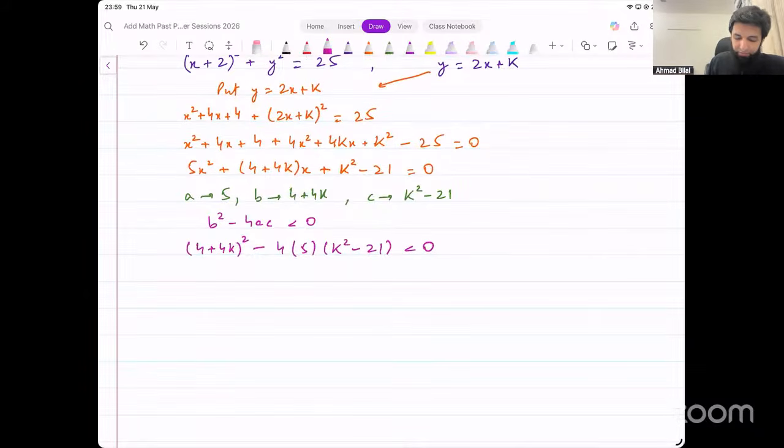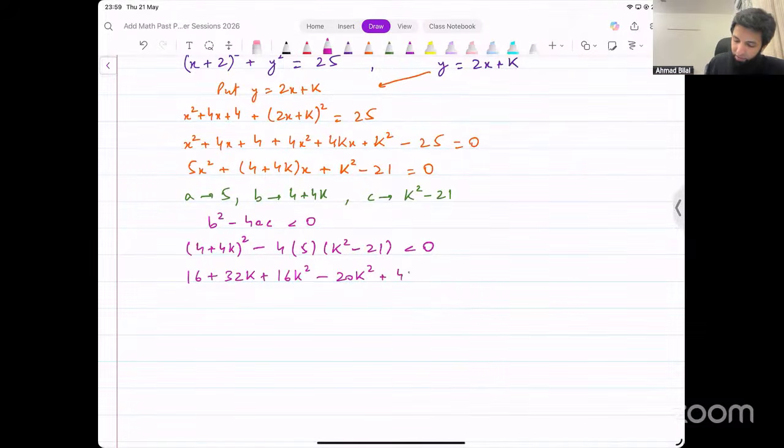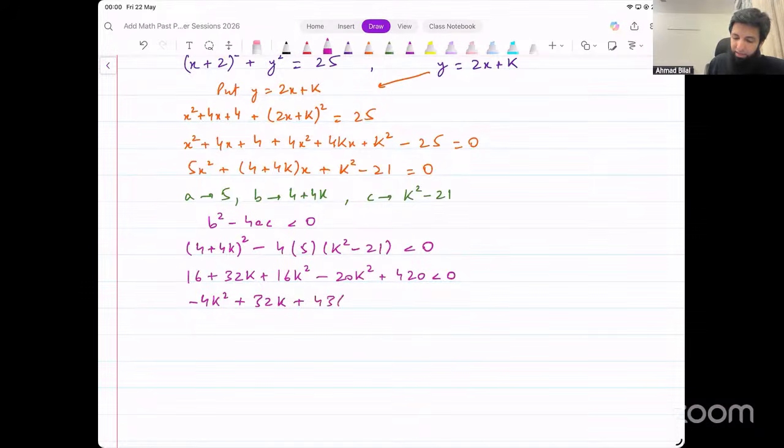Let's simplify this. 4 squared, that is going to be 16. 16 plus 2 into 4 into 4, that will become 32k, plus 4 squared, that is 16k squared, minus 20 into k squared, that will be minus 20k squared, minus 20 into minus 21, that will be 420. I just confirm that. 20 into 21, that should be 420. This is what we end up getting. Let's simplify everything. The k squared term is minus 4k squared. The k term is just 32k plus 436. That is less than 0.